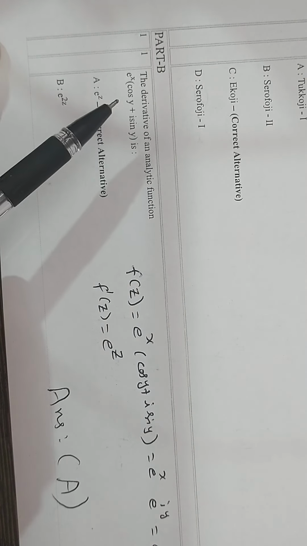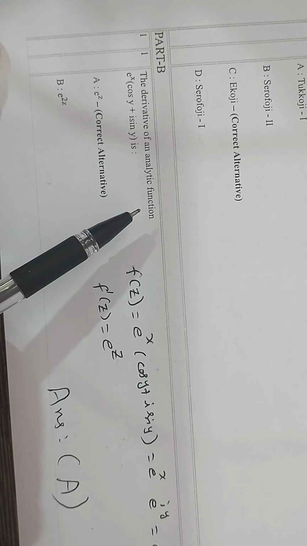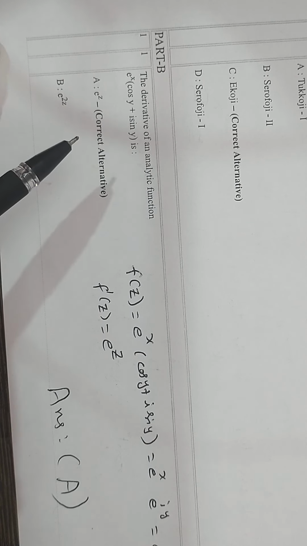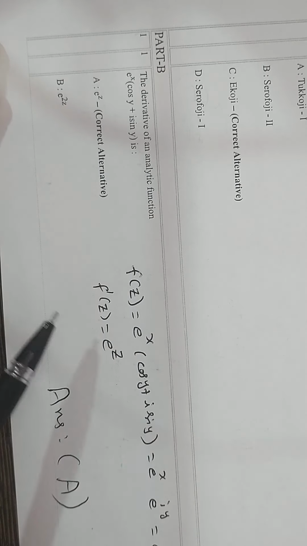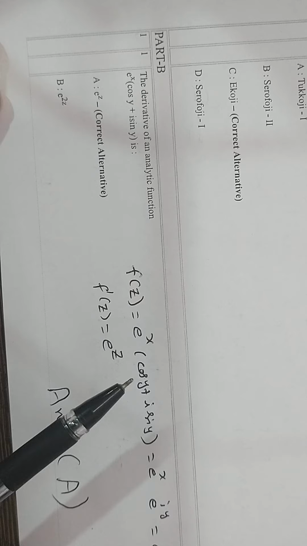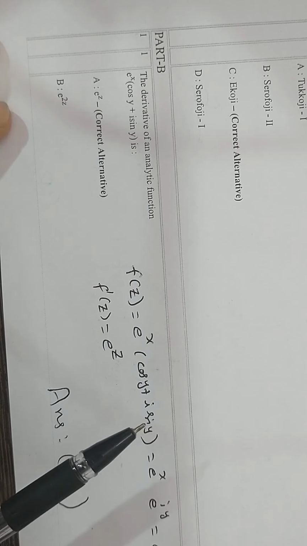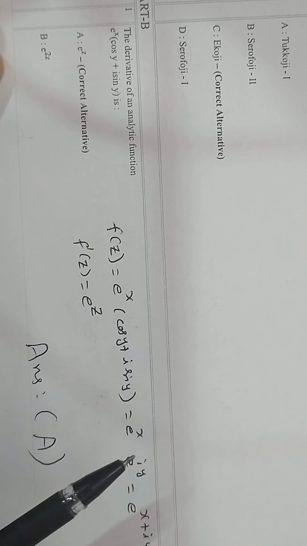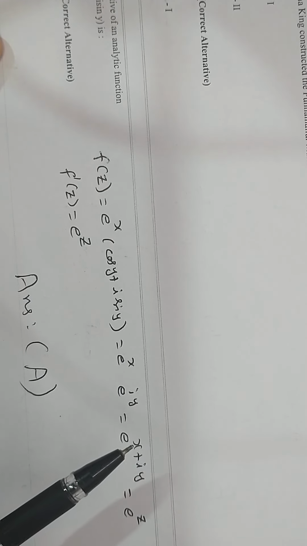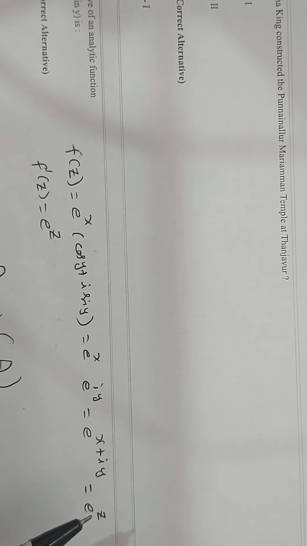First question: the derivative of the analytic function e^x (cos y + i sin y) is. There are four options given. Here f(z) = e^x (cos y + i sin y). Cos y + i sin y is equal to e^(iy). Therefore, this is equal to e^(x+iy), which is equal to e^z. So f(z) is equal to e^z.